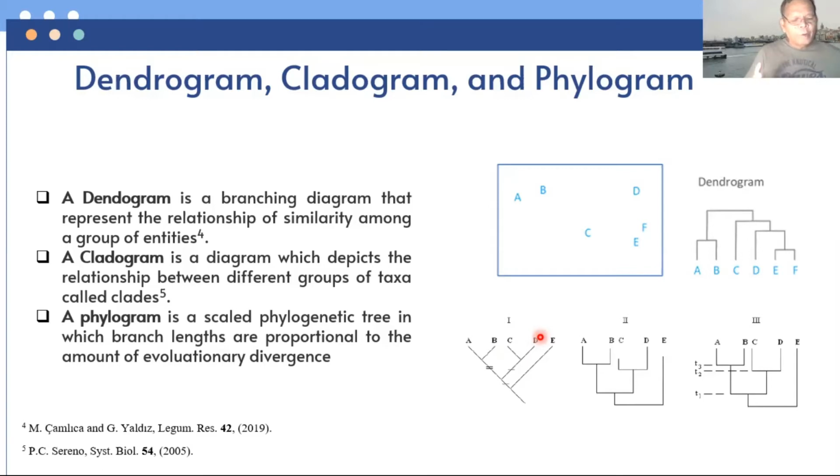The difference between a dendrogram and cladogram is cladogram refers to the branching tree diagram, which is generated to show the similarity between species and their ancestor. Dendrogram is a branching tree diagram which represents taxonomical relationship between the organism. Phylogram is a scaled phylogenetic tree in which branch lengths are proportional to the amount of evolutionary divergence.